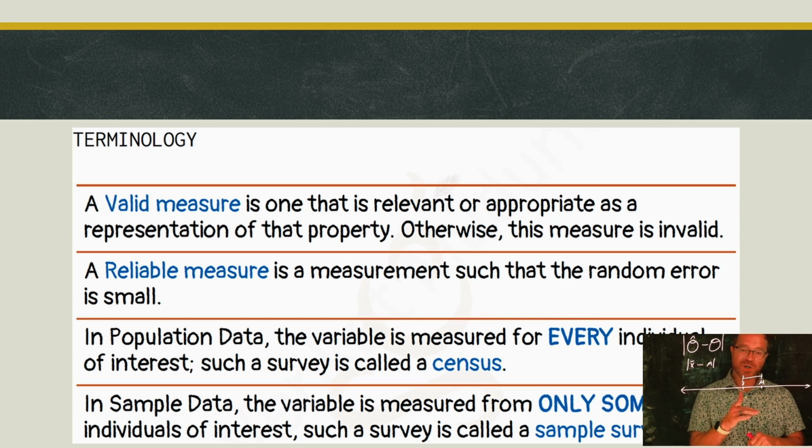Okay, more terminology. A valid measure is one that is relevant or appropriate as representative of that property. Otherwise, this measure is invalid. So I won't go too deep into this one, but basically, does this make sense as a measurement? Now, there could be a couple reasons why this may or may not be valid. For example, if I'm looking at the height of a random person, does it make sense to say somebody is 64 inches? Yeah, that's a pretty reasonable height.